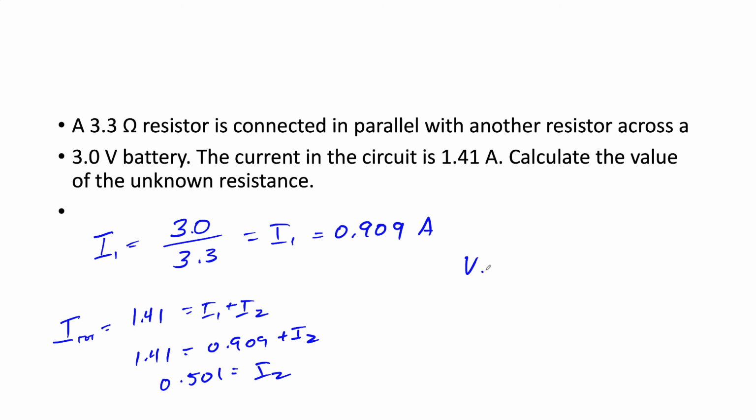So V is equal to IR. We're looking for R, so V divided by I is equal to R. And then the voltage is 3.0 divided by 0.501. And that gives me my resistor. That's going to give us almost 6 ohms for the resistor.